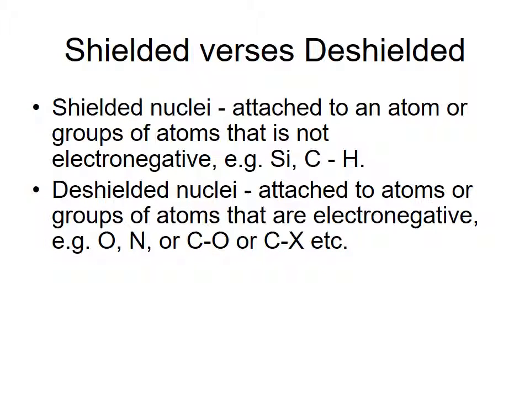Okay, so for shielded nuclei, what do we see? Those are going to be protons that are attached to a group of atoms that are not electronegative. So we see shielded nuclei in alkyl groups and tetramethylsilane. Deshielded groups are where you have electronegative atoms attached to carbons that the hydrogens are attached to. So a hydrogen on a carbon that has an oxygen attached would be very deshielded.